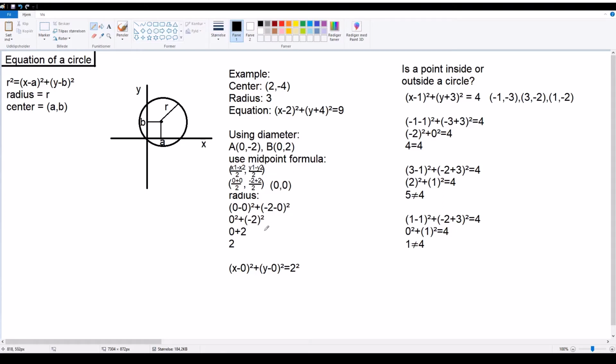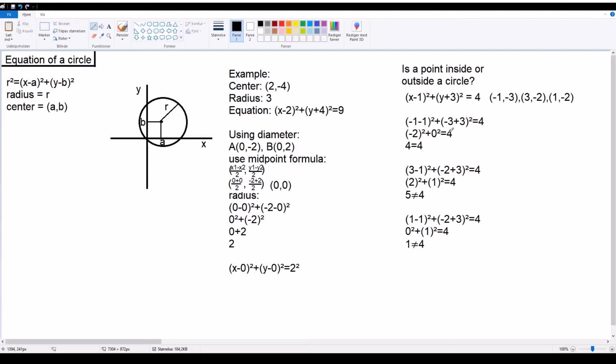or the origin. Now for the radius, we simply use the center numbers, and we also use a point which we know is on the circle. So for the radius, we plug in 0 minus 0 squared plus -2 minus 0 squared, which equals 0 squared plus -2 squared, which equals 2, meaning that the radius is 2, and the formula for this circle is (x minus 0) squared plus (y minus 0) squared equals 2 squared.